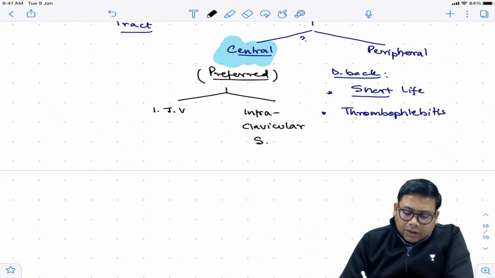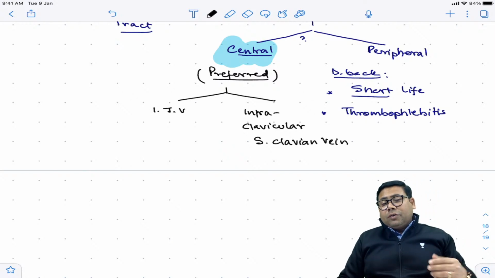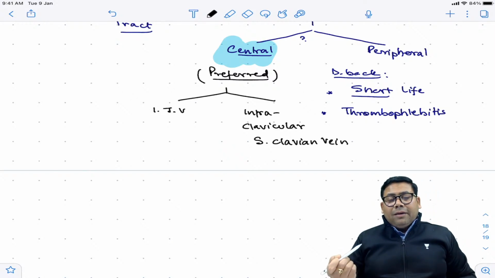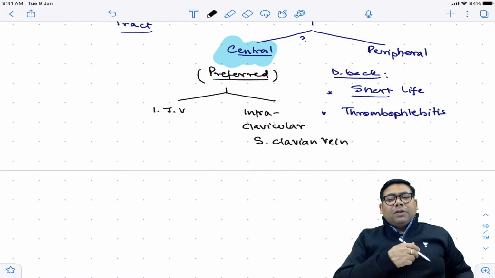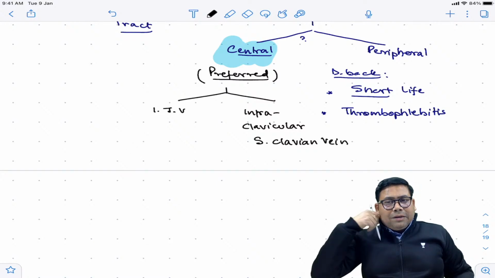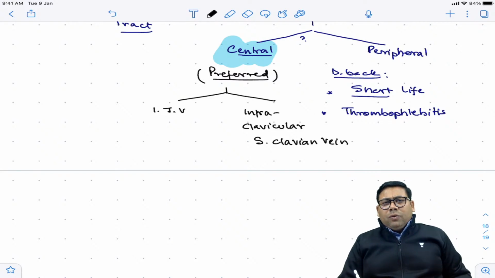Now, when you talk about infraclavicular subclavian vein, which is preferred, internal jugular vein is easy to insert. If you take that heparinized syringe and go to this jugular fossa, point towards the contralateral nipple, and at a 30-degree angle try to prick the needle inside, you'll always hit the jugular and then you can insert it. It is so easy that you can do it single-handed.